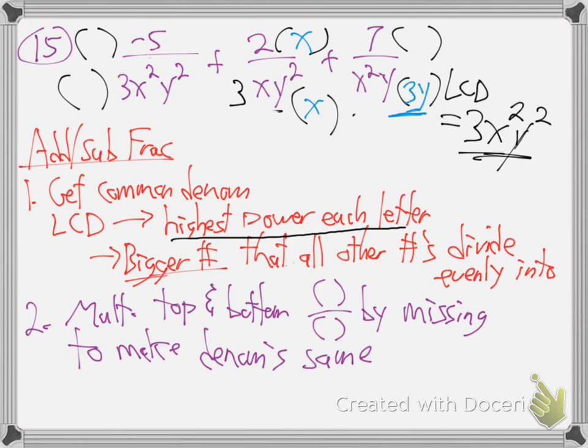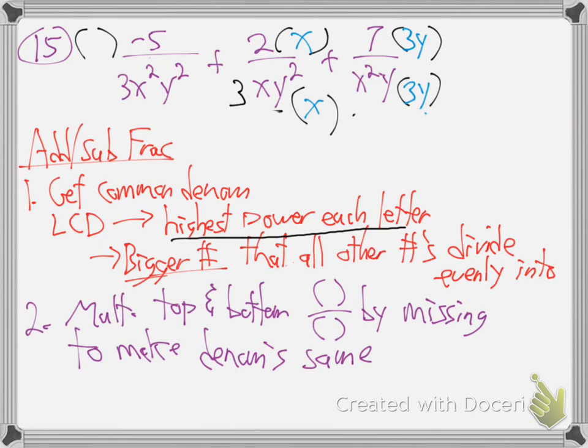3 and y, top and bottom. We good? So you multiply top and bottom by whatever they're missing. And do you see how all three denominators are the same now? 3x squared y. If you multiply that out, it's going to be 3x squared y. Multiply that one out, it's going to be 3x squared y. We've made them all the same.